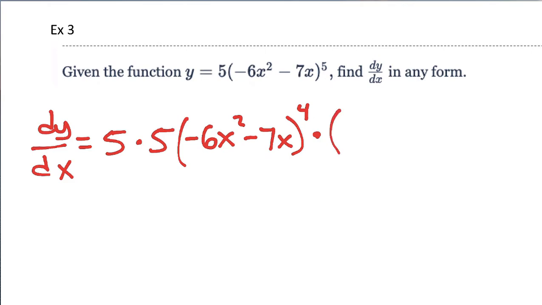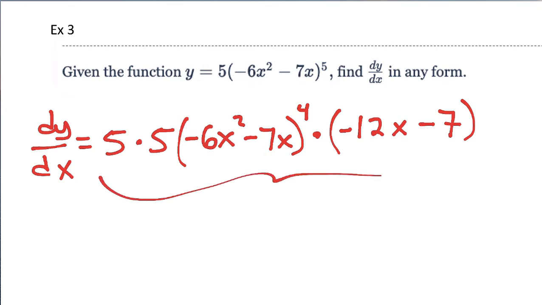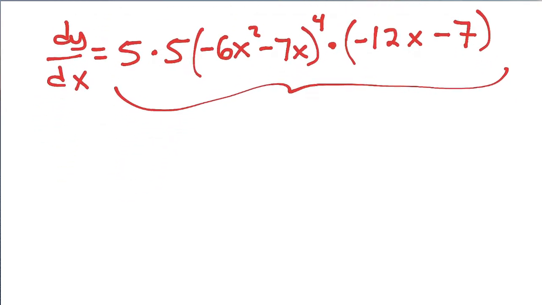Now we have to differentiate the inside. Derivative of the inside is negative 12x minus 7. You can leave it in that form. These things will be messy, but that's where you're going to leave it. Okay, let's do another one.